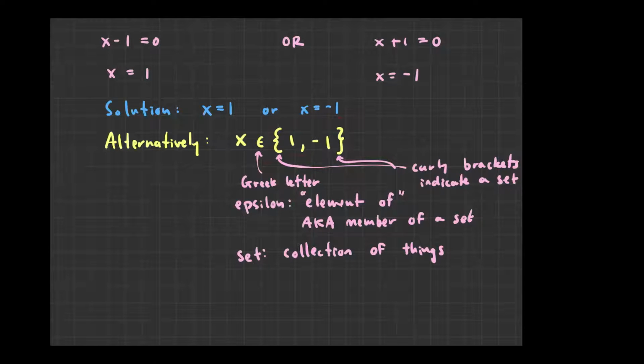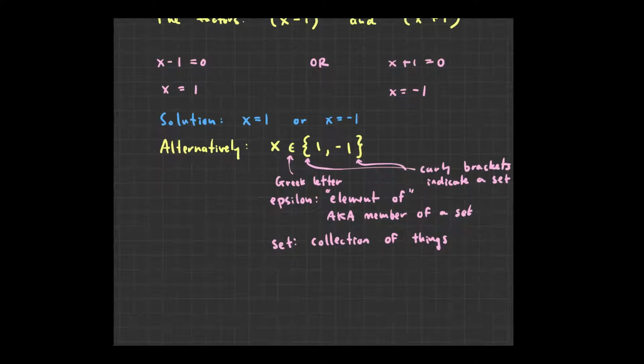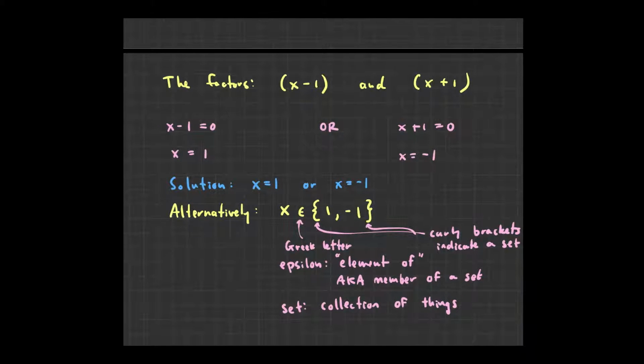But if you just put a bunch of things separated by commas, it's just a set that involves a bunch of things. So you're saying that x must be one of those things. And in this case, we've got two things. So that's kind of the basics of what we're doing today.